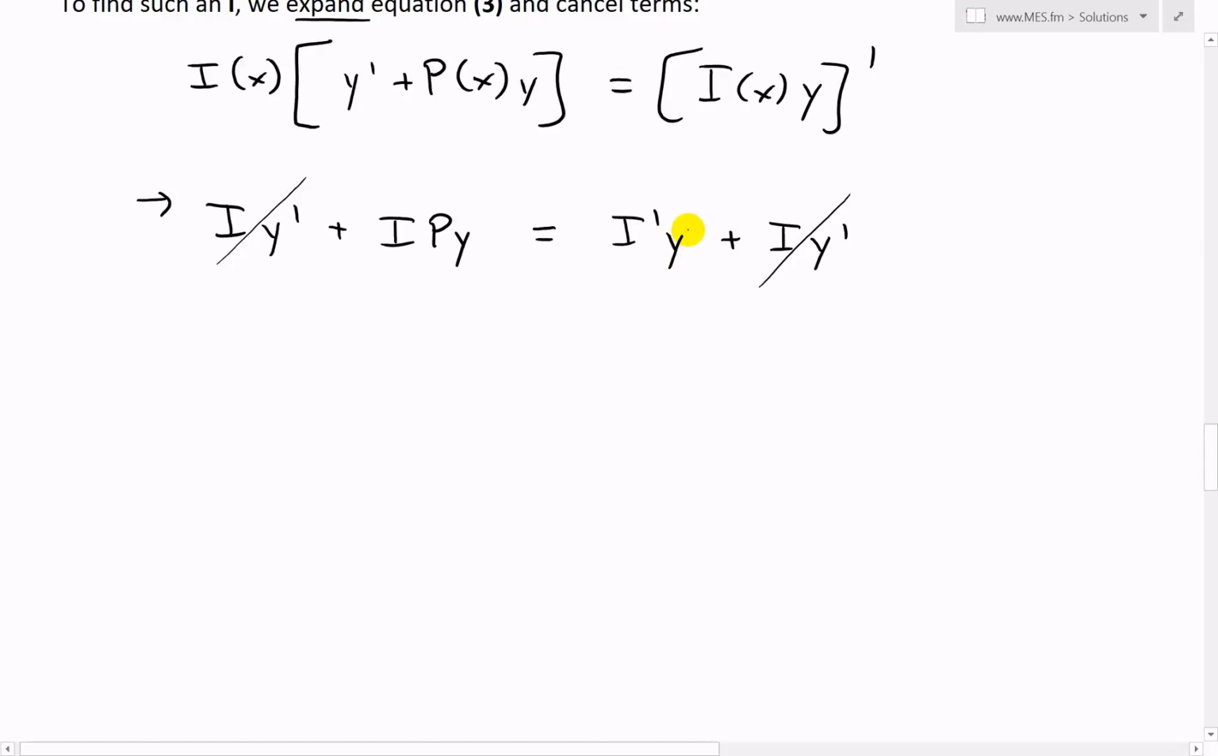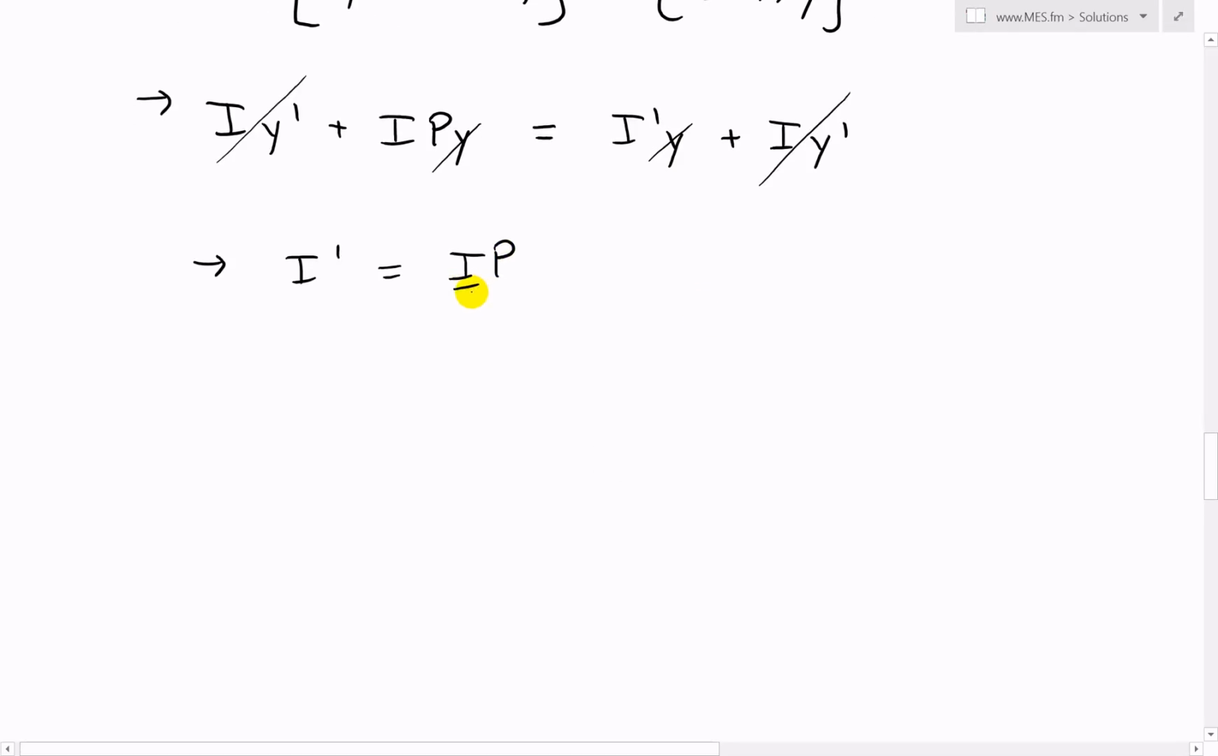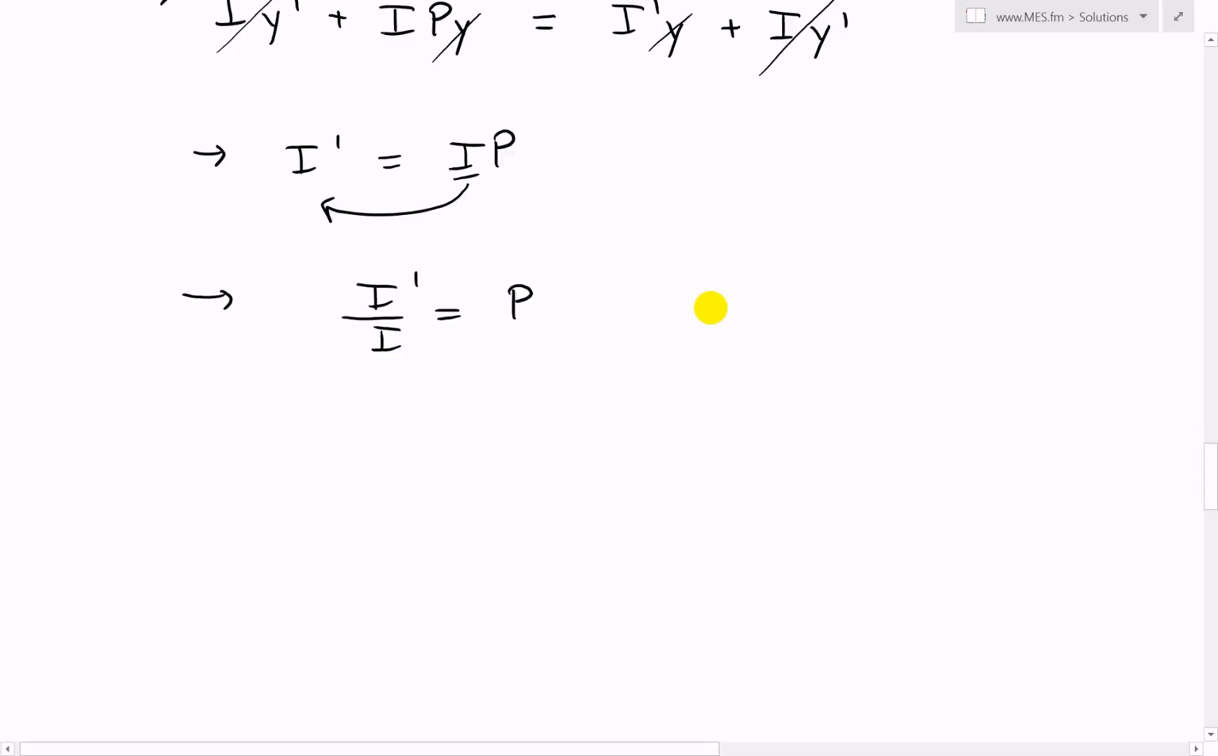Also notice that the y terms can cancel out as well. Once you divide both sides by y, those cancel. So what we're left with is I prime equals I p. Now we have a differential equation. Move the I onto the left side, so what we get is I prime over I is equal to p, and now we can take the integral of both sides.